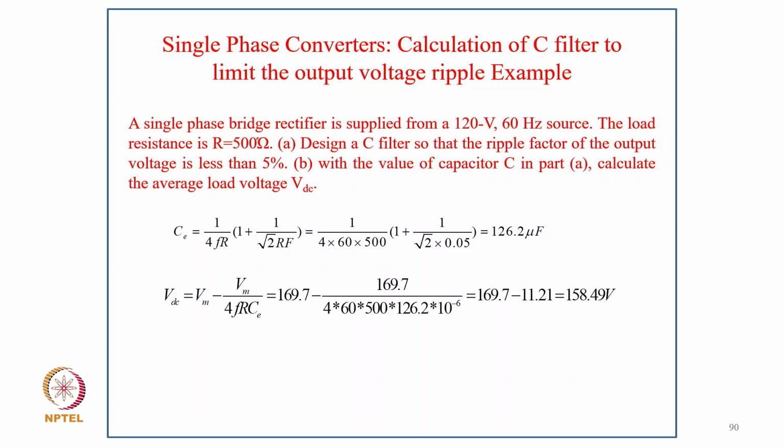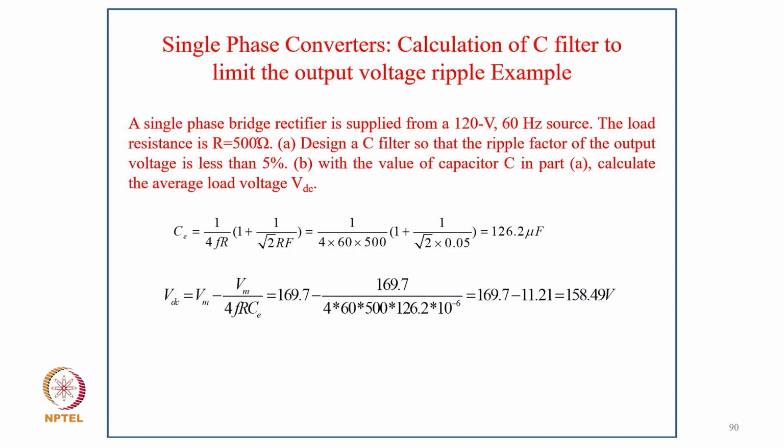Now going to the single phase converter calculation, C filter to limit the output voltage ripple, an example. A single phase bridge rectifier is supplied with a 120 volt 60 Hz source. The load resistance is 500 ohm. A, design a capacitor filter so that the ripple factor of the output voltage is less than 5%. B, with the value of capacitor in part A, calculate the average voltage VDC.